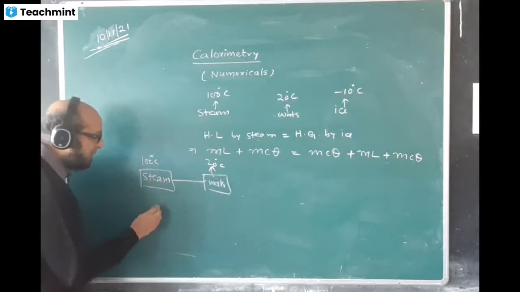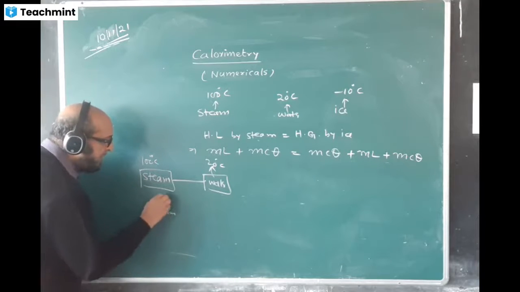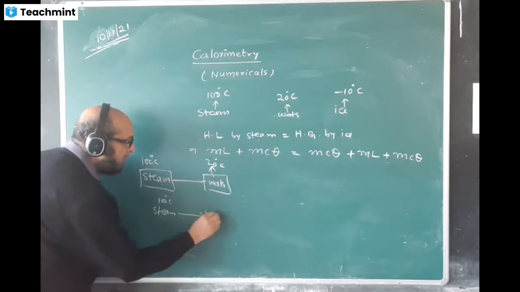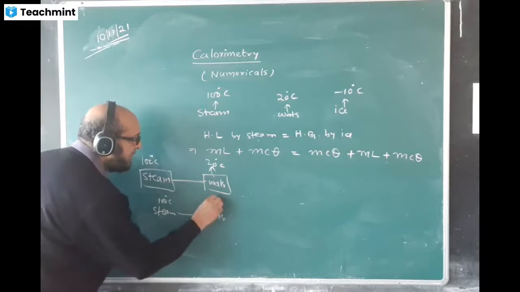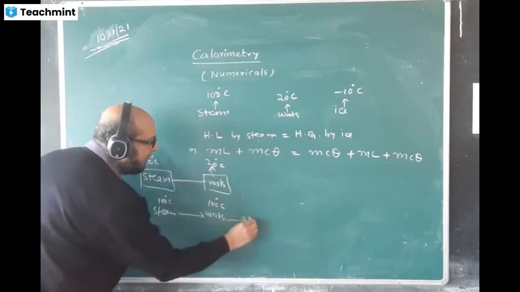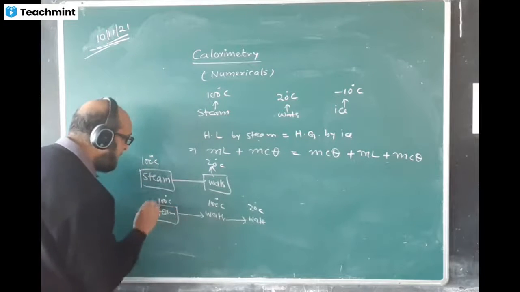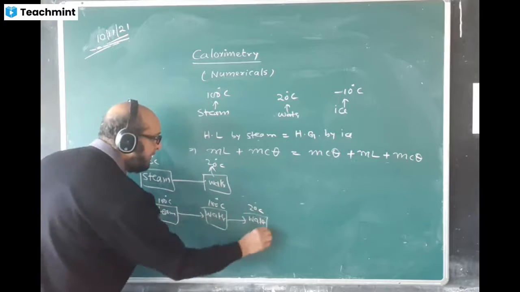First, this is a step. Steam at 100 degrees Celsius will change into water of 100 degrees Celsius. Now the temperature of water will decrease from 100 to water of 20 degrees Celsius. This is the step we will follow.